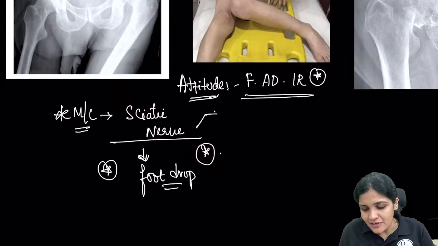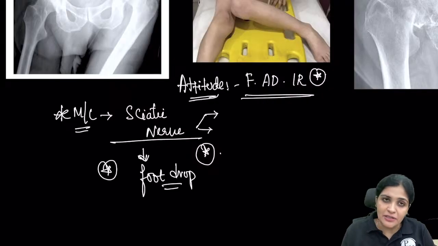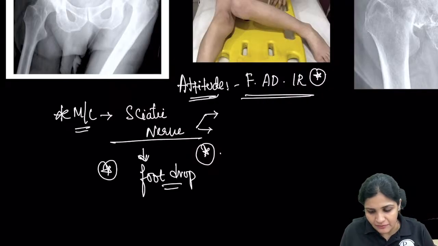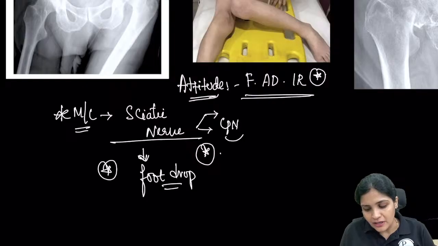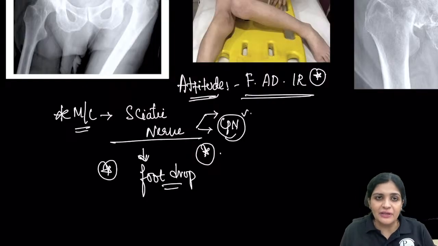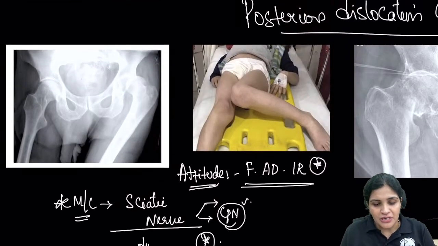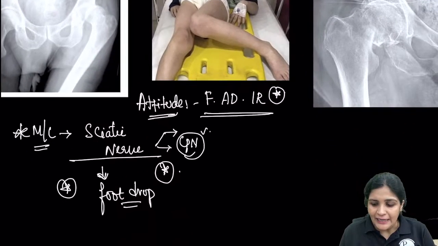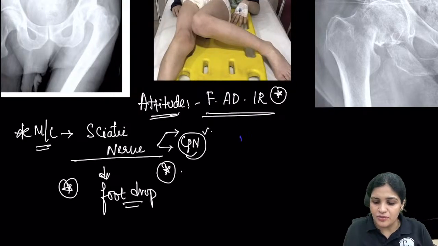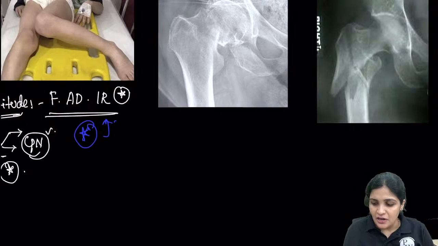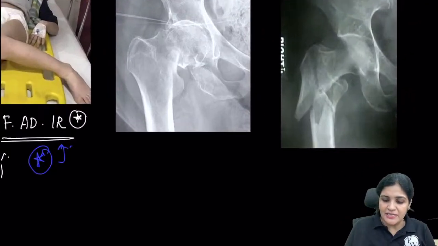So the sciatic nerve has 2 components, right? One is your tibial nerve, the other is the common peroneal nerve. So here the common peroneal nerve will get injured, and there will be a foot drop. So you have to always examine the patient with posterior dislocation for foot drop. And the most important thing they'll ask you is about the attitude of the limb, that is flexion, adduction, and internal rotation. And then what is this?